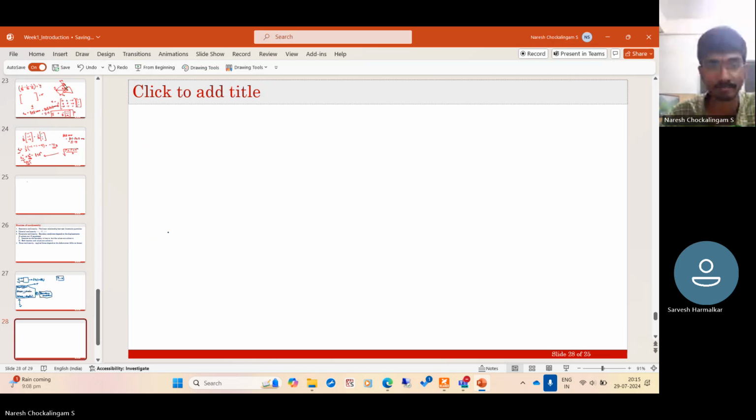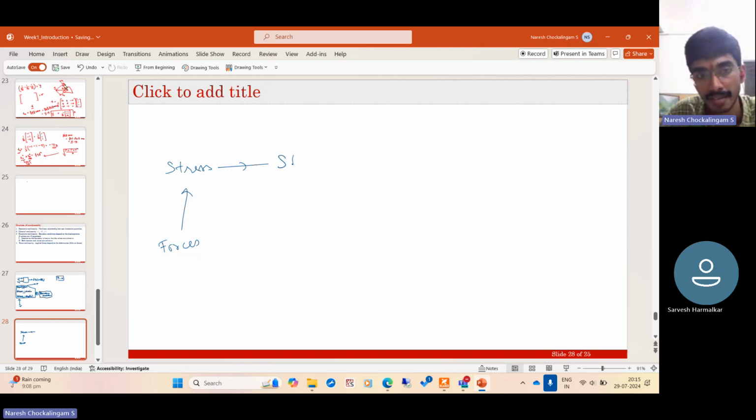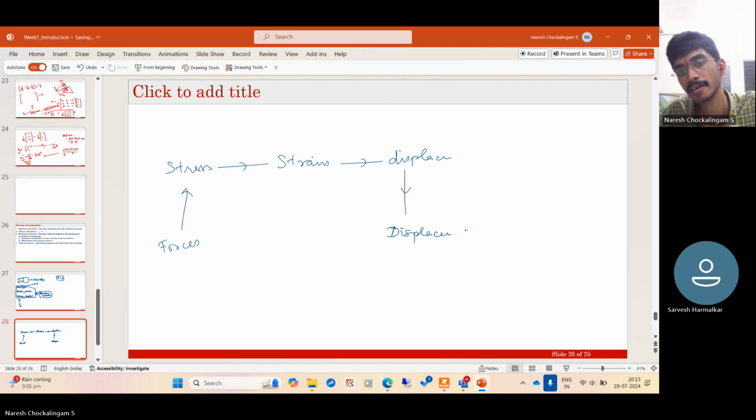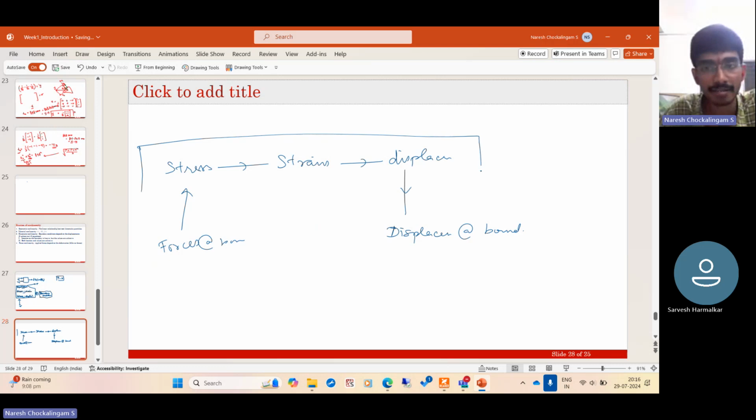So you input the forces and you have stresses. And from stresses, you have the strains. And from strains, you get the displacements. This is displacement everywhere. And from there, you get some boundary displacement, or applied displacements of interest. Forces are also like that. Usually forces are at the boundary. So this is the bulk, and this is at the boundary.